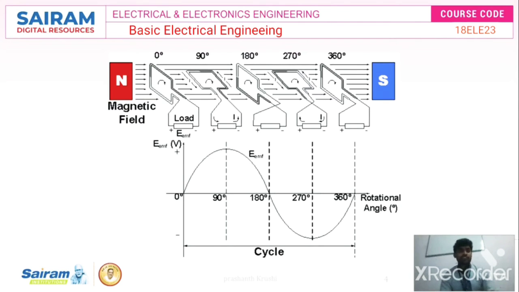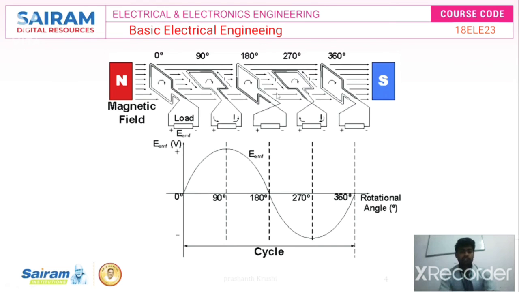For example, you can say motors or generators. And statically induced EMF: field is rotating, conductors are stationary, I mean winding is stationary. Example, I can say the transformer, right? So let's move on to the figure which we are using in the PPT.